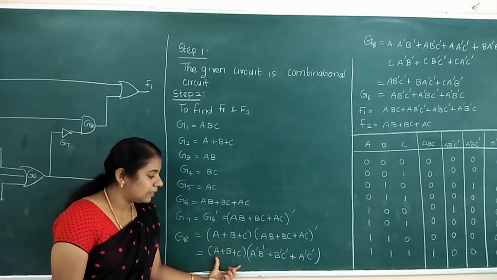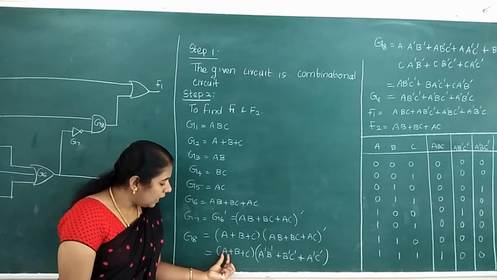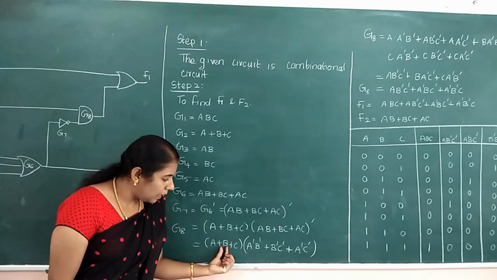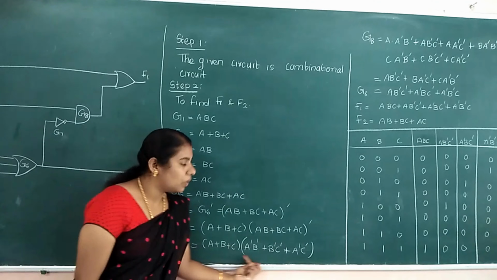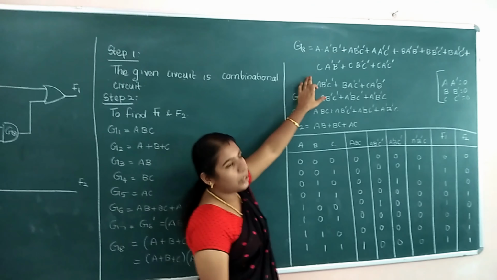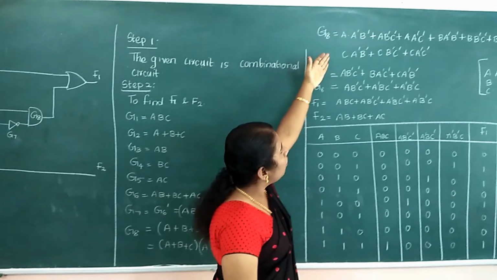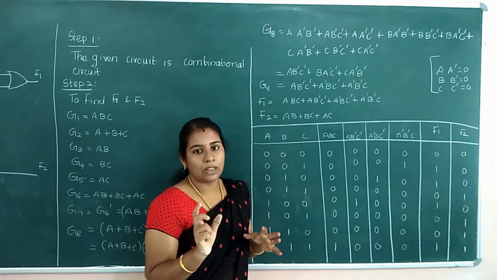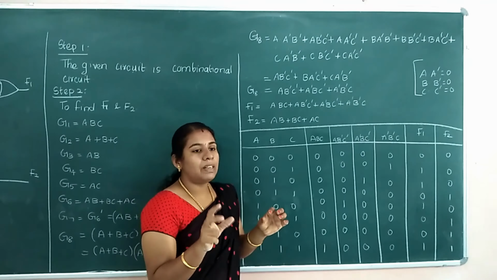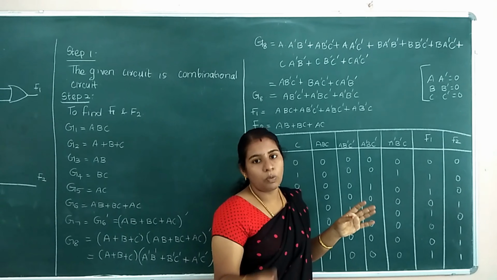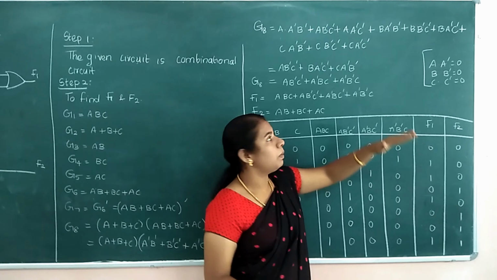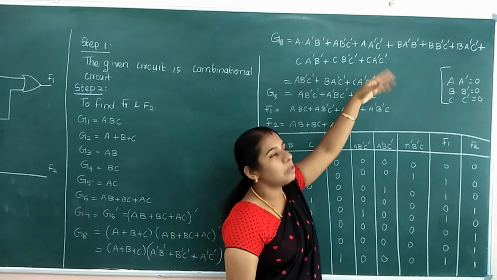Here A plus B plus C into this term. Each term will get multiplied with this one. So A into the ANDed term plus B into the ANDed term plus C into the ANDed term. This is a simplified form. Next we want to simplify further. We know the formula that A into A dash is equal to 0. Simply, if you assume A as 1, then A dash will be 0, so 1 into 0 means the output is 0. Like that, B into B dash equals 0, and C into C dash equals 0. So some of the terms will get neglected.